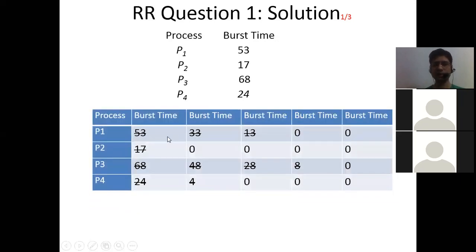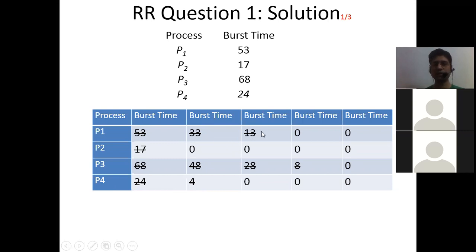Here is a table, step by step process. Here you can see that in starting 53, 17, 68, 24 is there. In 53, when you give 20 time unit, what is the remaining time? That is 33. And when you give 20 unit time to this 17 burst time, as you see that burst time is less than the time quantum, then it will be finished in one slot only. Then 68 minus 20, that is 48. 24 minus 20, that is 4.